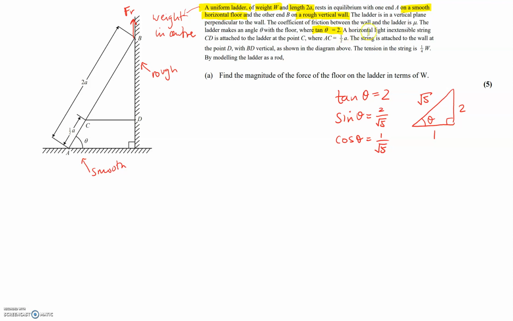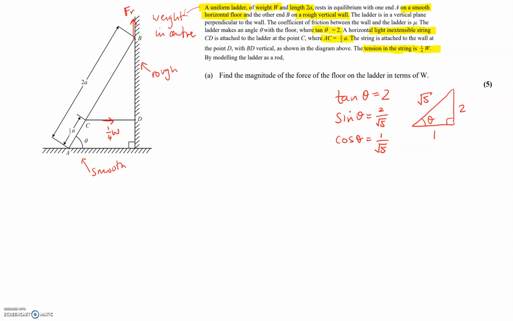Carrying on, it says a horizontal light inextensible string is attached to the ladder at the point C where AC is a half A. The string's attached to the wall at point D, and you're told that the tension in the string is a quarter W. The tension is basically holding the ladder to the wall, so it acts away from the ladder with a force of a quarter W. That's kind of stopping it from moving.